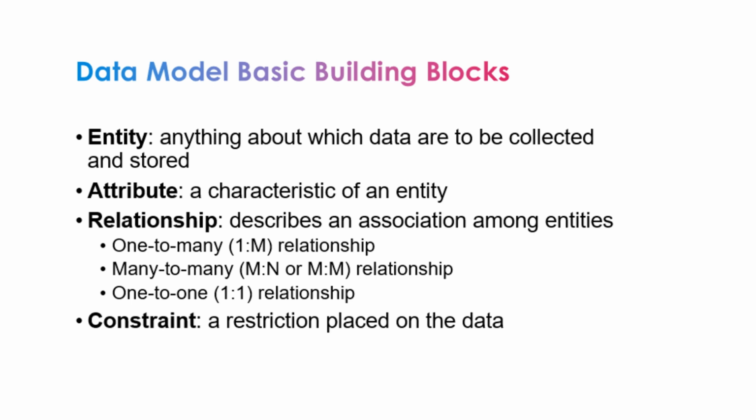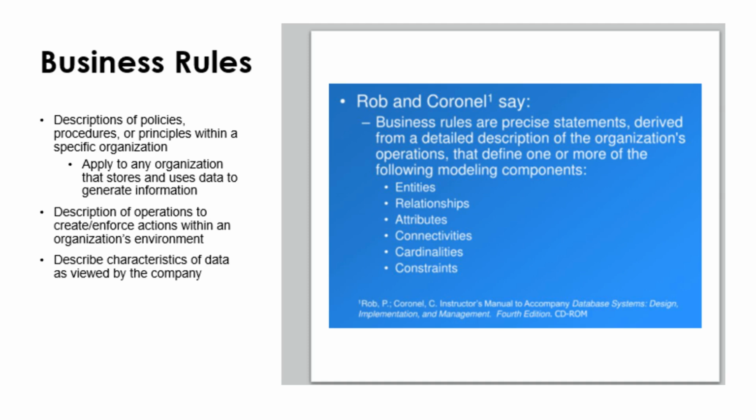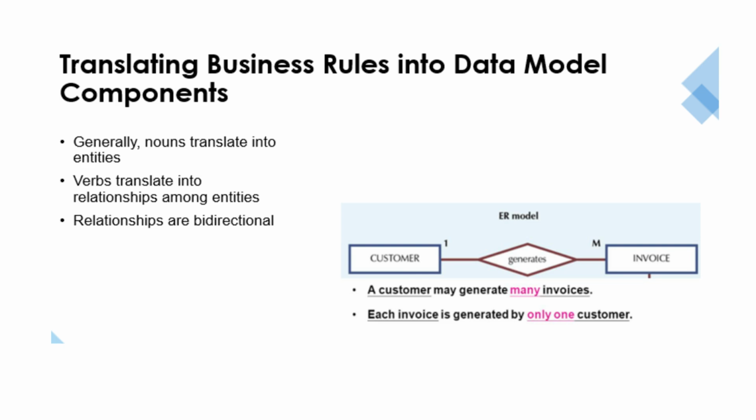Data model building blocks. Entity, anything about which data are to be collected and stored. Attribute, a characteristic of an entity. Relationship, describes an association among entities. One-to-many, 1:M, relationship. Many-to-many, M:N or M:M, relationship. One-to-one, 1:1, relationship. Constraint, a restriction placed on the data.